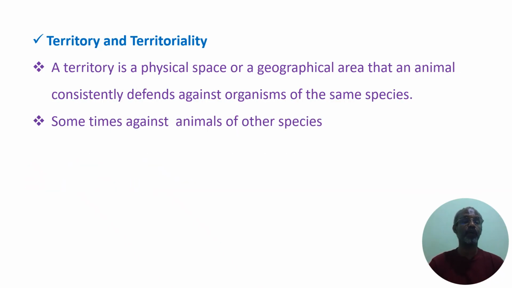The other behavior pattern that we have seen is territory and territoriality. A territory is a physical space or geographical area that an animal consistently, continuously, day by day, defends against organisms of the same species. A territory is a physical space or geographical area that an animal or a group of animals first makes. They build their territories. When they build their territories, they even mark the boundaries with waste materials, even chemicals, by urinating here and there. They mark the boundary of the territory.